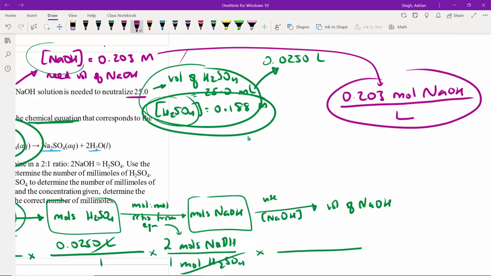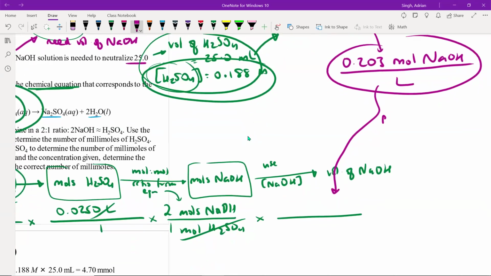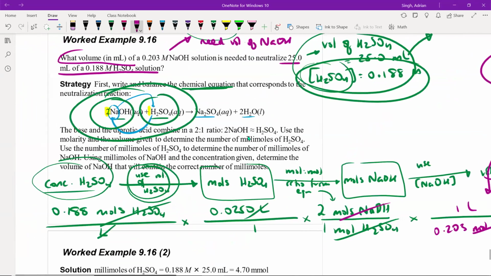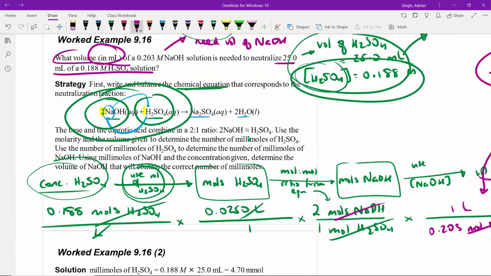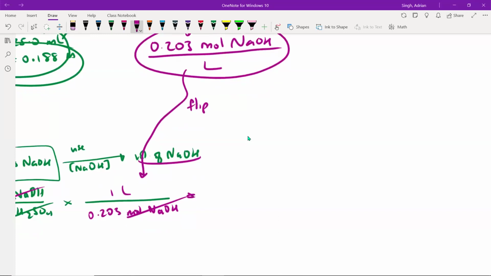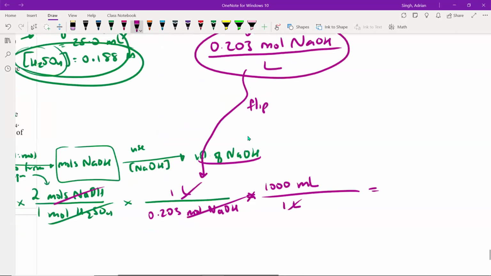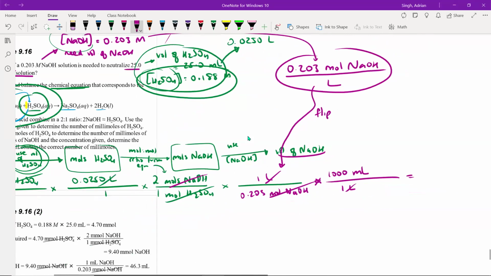Right? I can take that and stick it in here. I want the moles to cancel, so I'm going to take that and flip it. So now I have the 1 liter on top and the 0.203 mole of NaOH on the bottom. So it cancels away. Now the only unit I'm left with is liters. So that's my volume, but I needed volume in milliliters, right? So I'd have one more step, which is just a metric conversion. For every 1 liter, there's 1,000 milliliters. Liters go away.